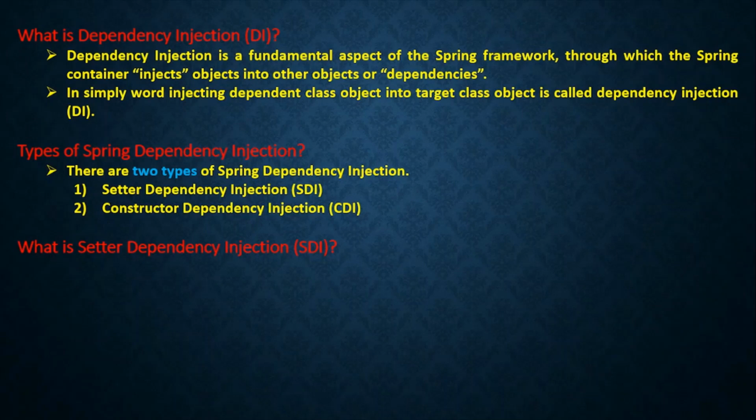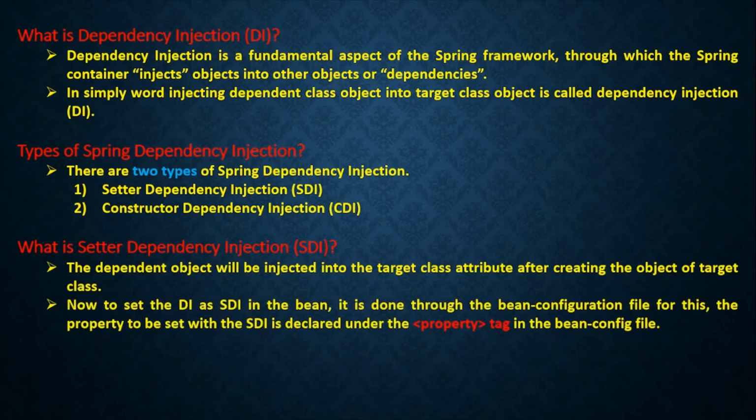Whether it is setter injection or constructor injection, the dependency injection is going to be the same, but the way of injecting the object is going to be different. Injecting the dependent object into the target class by a setter method is called setter dependency injection. Let me tell one more time. What do you mean by setter dependency injection? Setter dependency injection is nothing but injecting the dependency object into the target class object by a setter method.